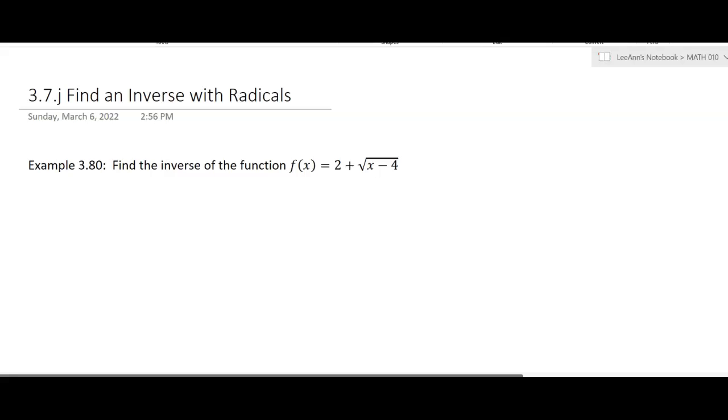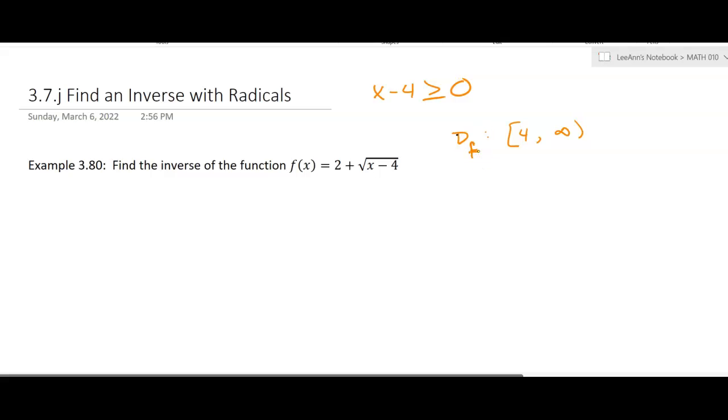Okay, so this one's a little bit different because it involves a radical. Now before we find the inverse, let's look at this function and find the domain of f. So the domain of f is going to have to be from 4 to infinity, right? Because we need x minus 4 to be greater than or equal to 0. So that's the domain of the original function.